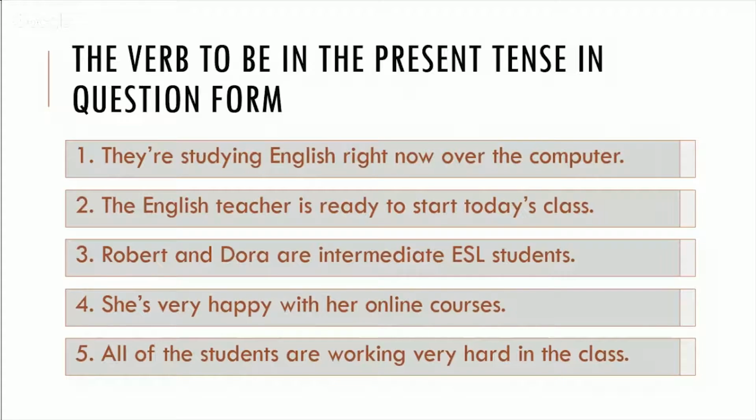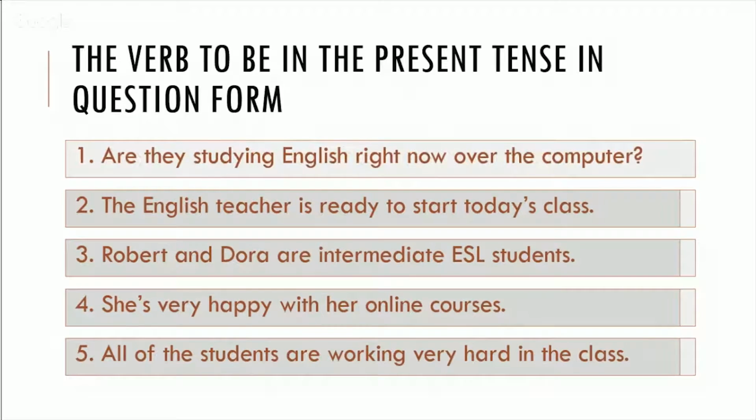All right. I see we have one answer there. We have two answers there. So I'll start with Rafael's answer, and it says, are they studying English right now over the computer? You're missing something, Rafael. I think you know what it is. Katia's answer has it. Are they studying English right now over the computer? Yeah, you want to make sure that you do have the question mark at the end, but your answer is correct. You take the verb to be, you put it in the beginning, and you're asking a question. Let's look at number two.